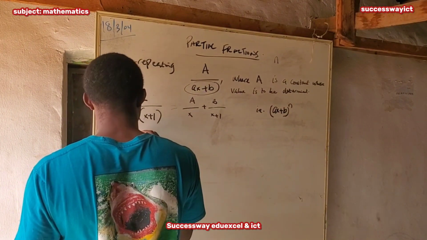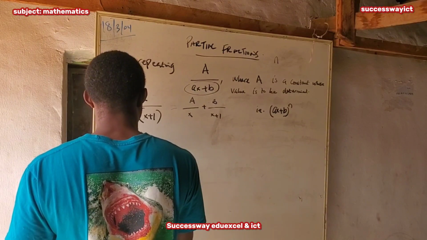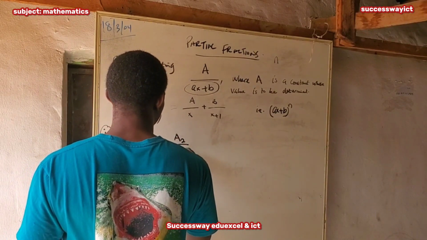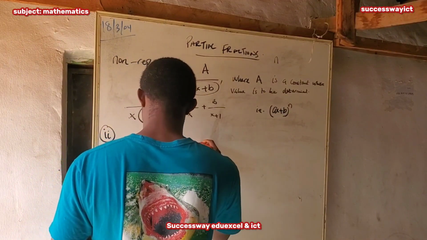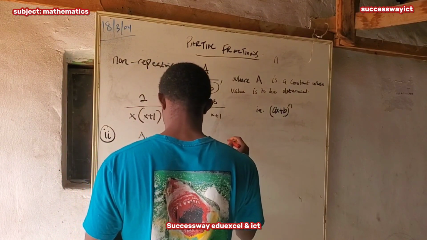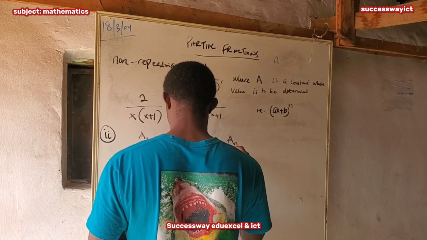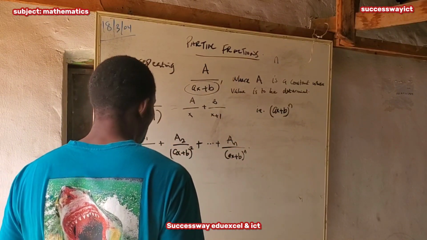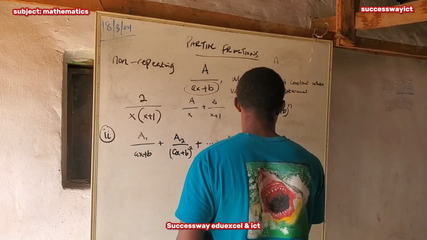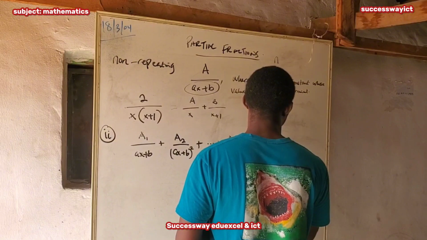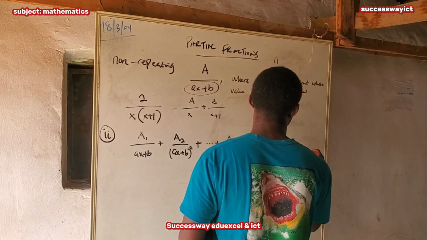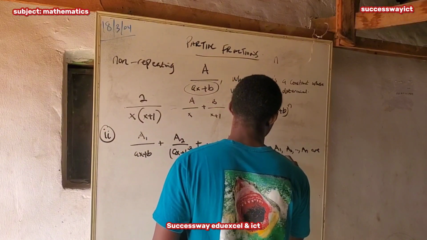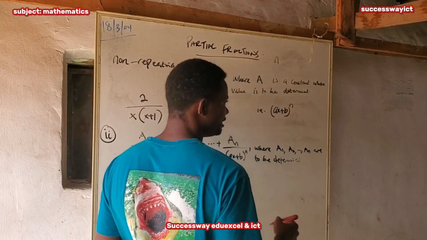Of the form a1 all over ax plus b, plus a2 all over (ax plus b) squared, plus ... plus an over (ax plus b) to the n, where a1, a2 up to an are to be determined.